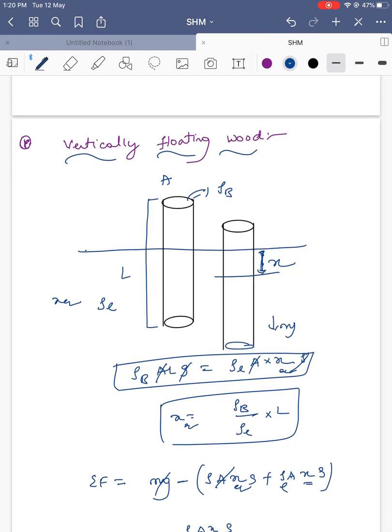So these are the applications. In the next class we'll see a few more applications on the spring combinations, different combinations.